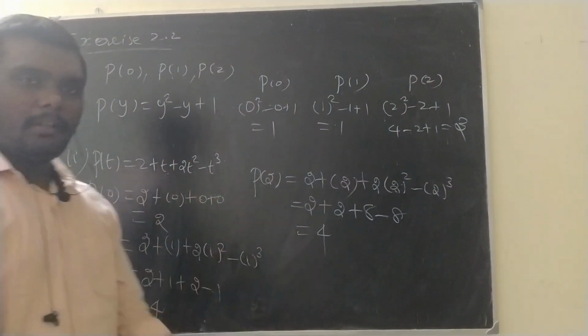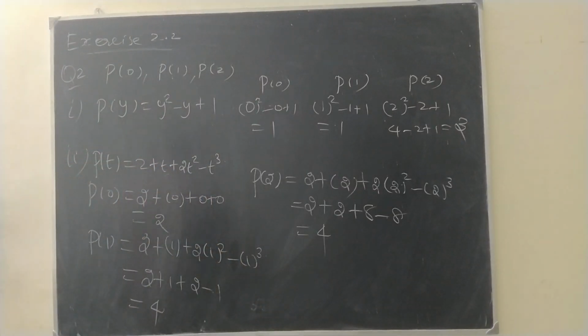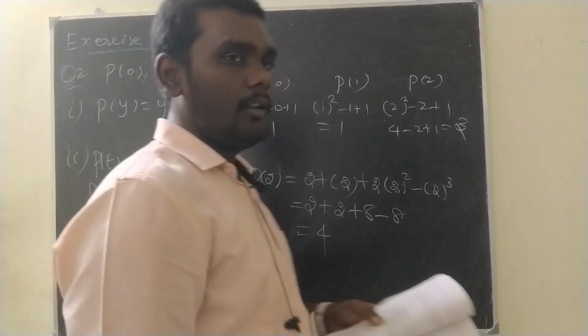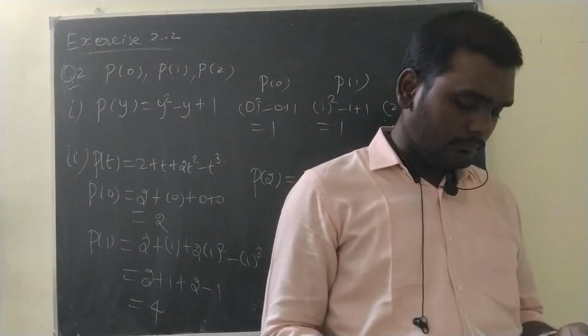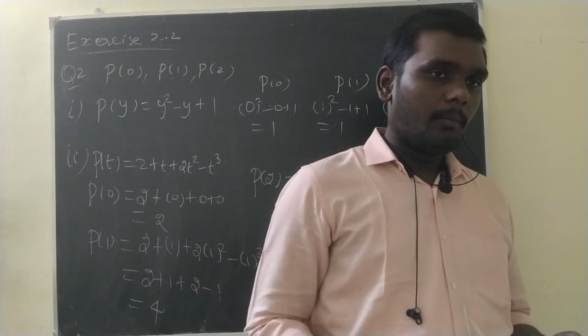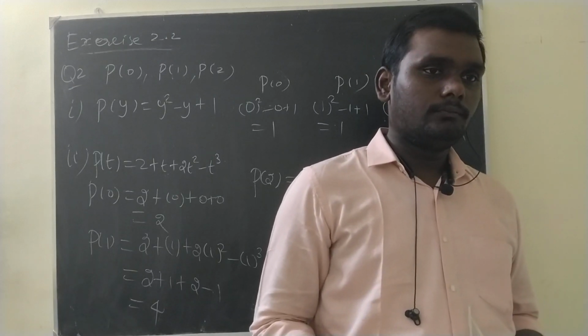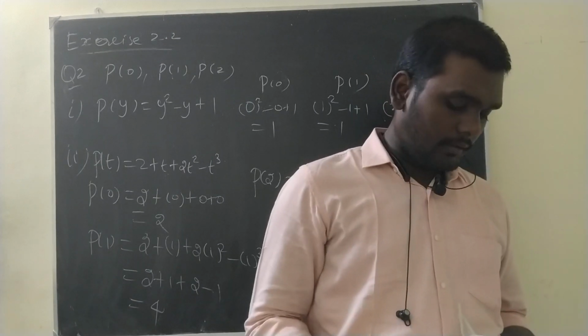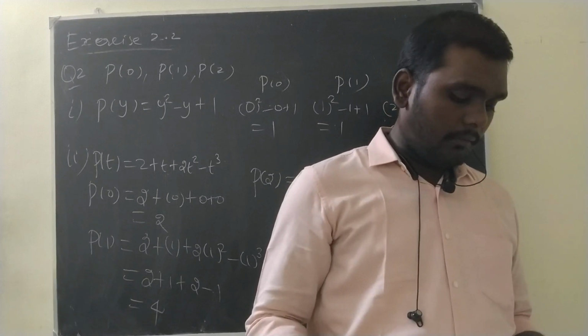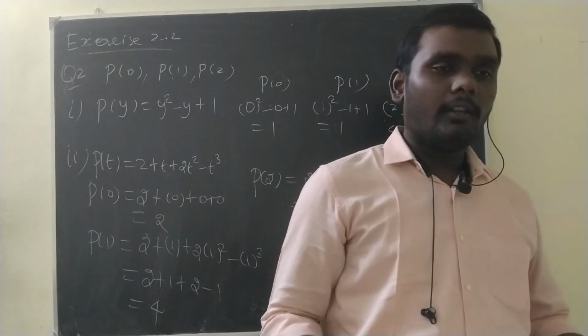Can you do all the remaining questions in the same manner? Okay. You do it and tell me the answer. P of x is equal to x cube. What is P of 0? P of 1. P of 2. 8. That's all. Like P of x is equal to x minus 1 into x plus 1. What is P of 0?